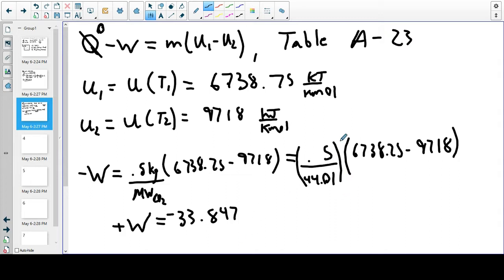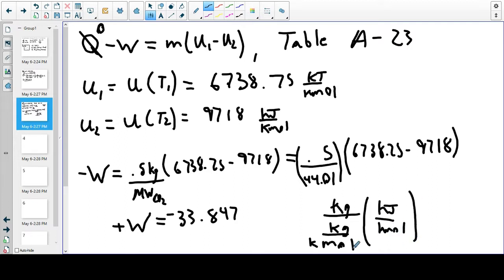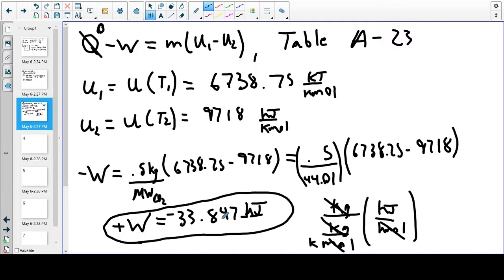And if you see that these units will cancel out, we have kilograms over kilograms per kilomole, I think, times kilojoules per kilomole, which means these two go away, right? This one comes up to the top, which means these go away, and we are left with kilojoules only, which is what we want. So this is in kilojoules. All right, so that is the answer to the first part, and we will be using that in the next part, so make sure we have that written down.